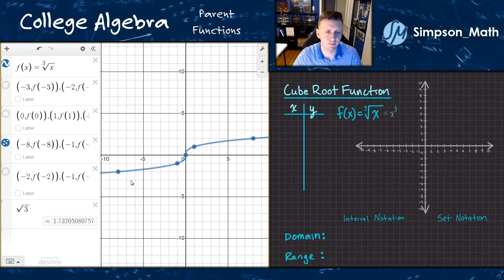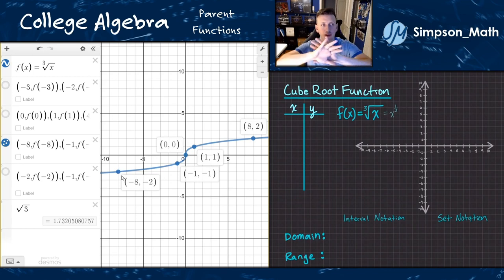So again, let me point out these ordered pairs, and that is what we said. So it's at 0, 0, 1, 1, 8, 2, and then the negative counterparts. And then again, domain and range can go from negative infinity to infinity on both, because I can just keep plugging in bigger and bigger x's and smaller and smaller x's. And it will be moving up. It just won't be moving up as much. But I could find a number that I could plug in to get to a million. It's just going to be bigger than it would have been with the cubes.